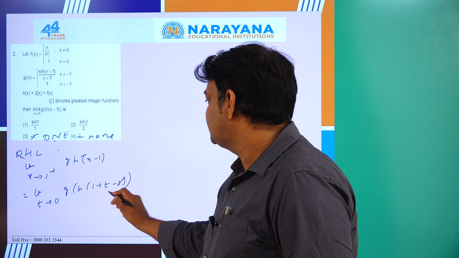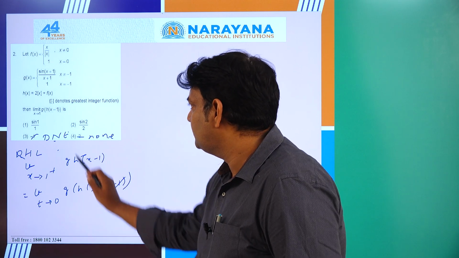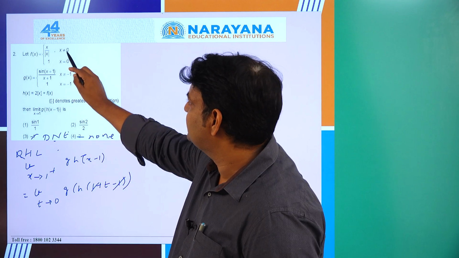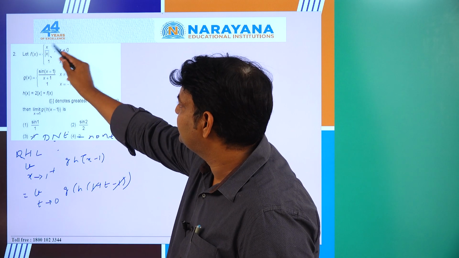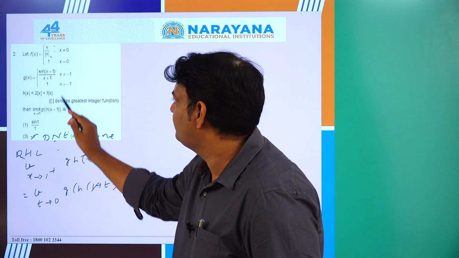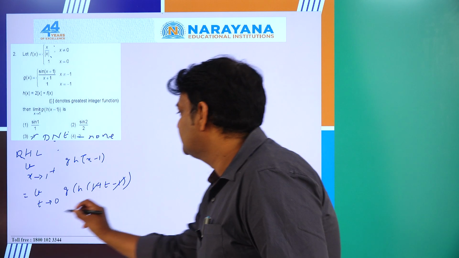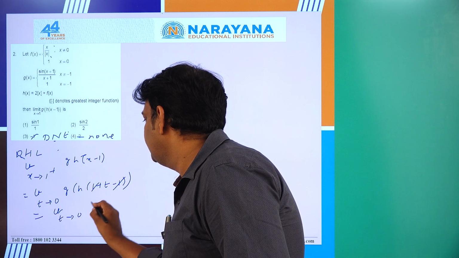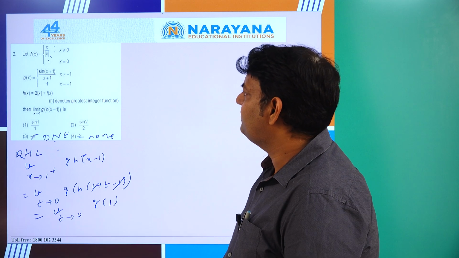So 1 and 1 got cancelled. Now come on, tell me, when t is going towards 0 plus, h of 0 plus, greatest integer value 0 plus, what is f of 0 plus value? 0 plus, so mod x is x, x and x got cancelled, that value is what? 1. This is 1, this is 0, so this is what? 1. So this is nothing but limit t tends to 0 of g of 1. Now what is g of 1?